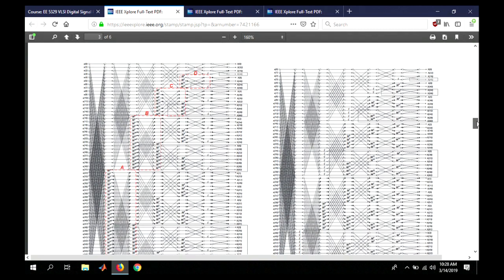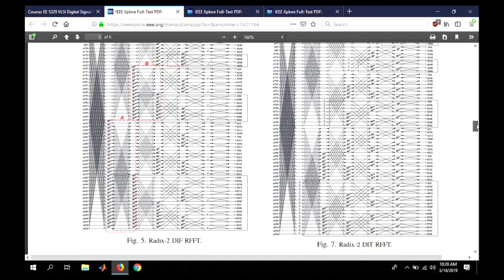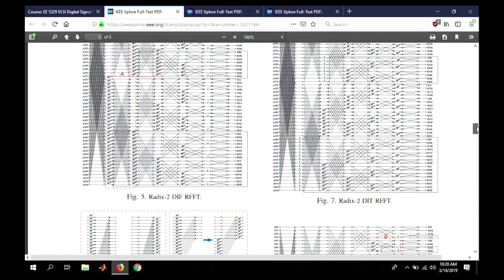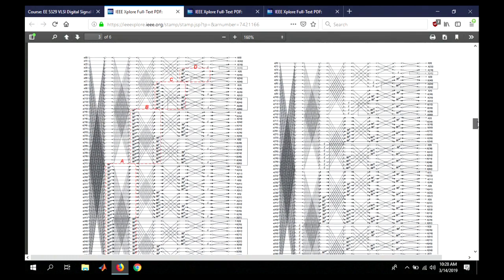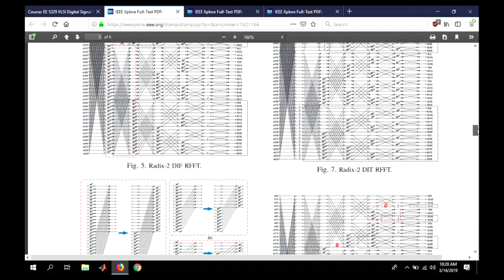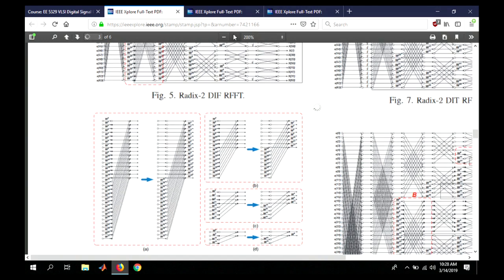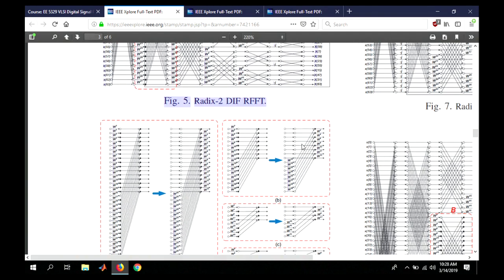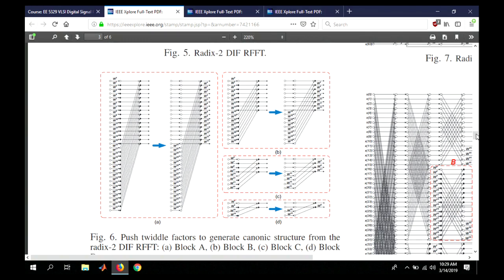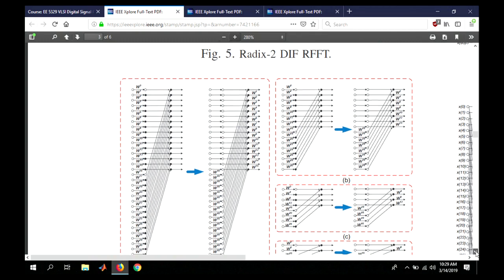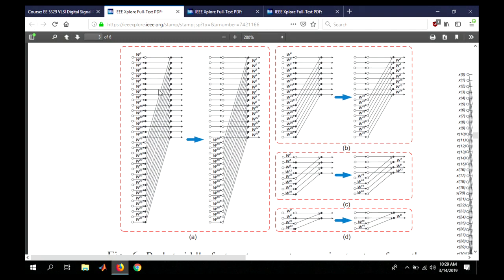So to illustrate that, this figure 5 is a radix 2 decimation in frequency FFT, and if you look at these blocks, it says block A, B, C, D. Block A, let's see if we can get to more details of these. What is going on in block A?